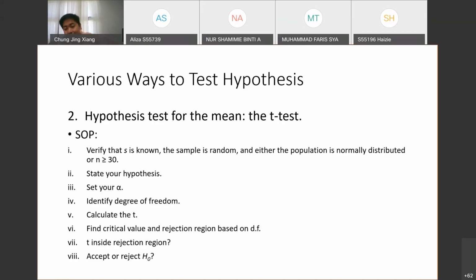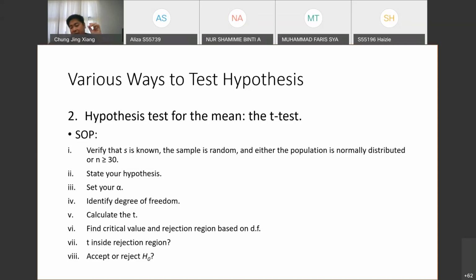Again, there is a t table you can check to identify the critical value. Then you ask, is your t inside the rejection region? If it is, then you can reject your H0. If it's not, then you have no choice but to accept your H0. So the flow is like this. When you do a statistical test, this is the flow, and it will be the same for other tests as well.